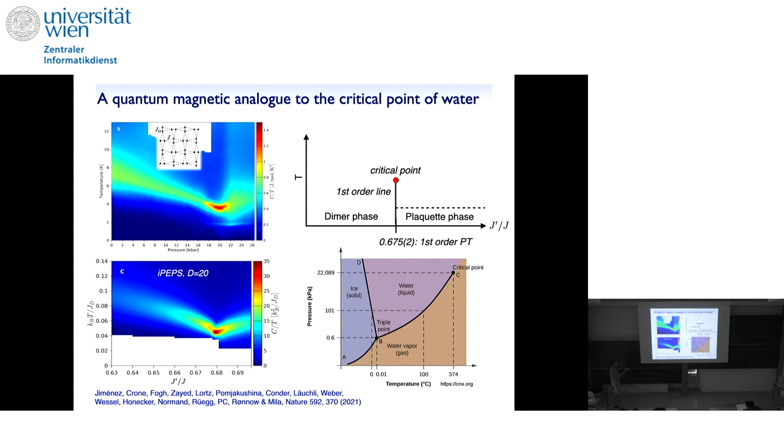So this is very similar to the critical point that you can find in the phase diagram of water. So we called it a quantum magnetic analog to the critical point of water, which was then published in this paper here. Frederic Mila was also involved, and several other people from theory that worked on this project.